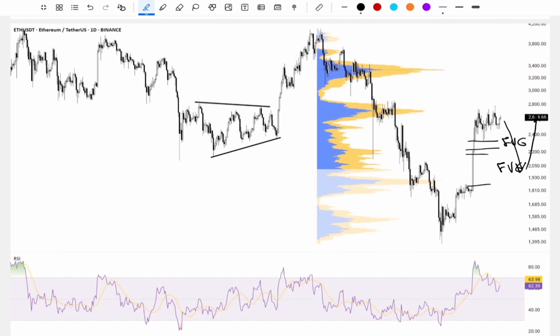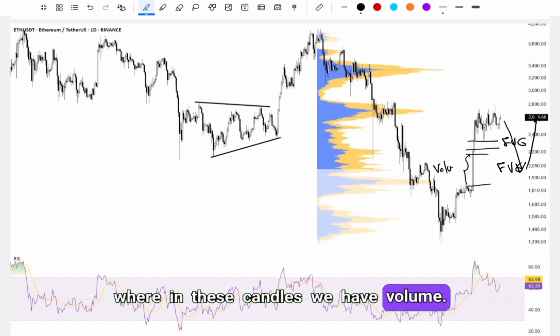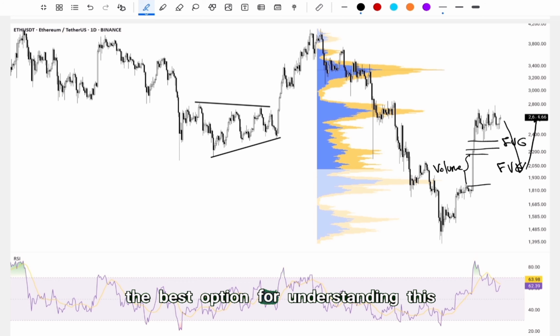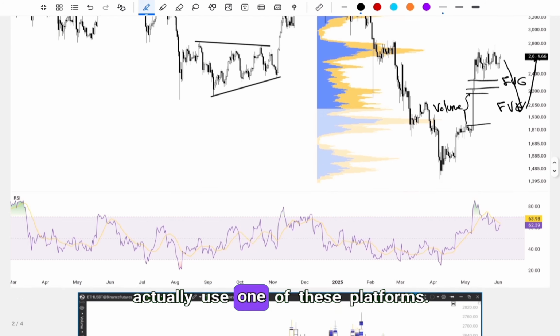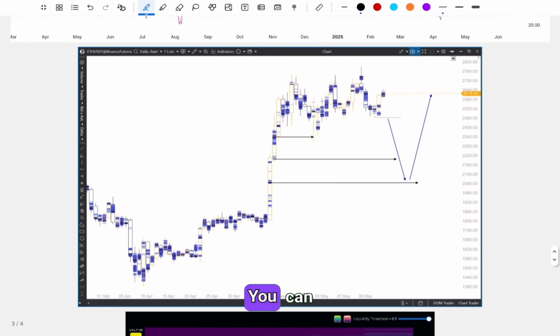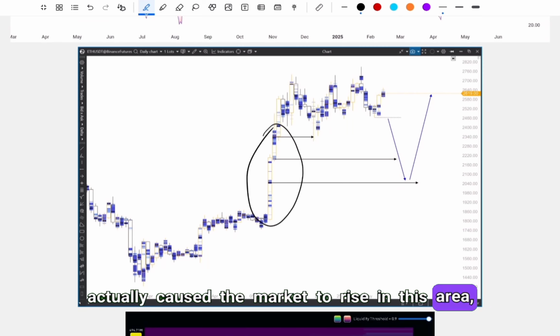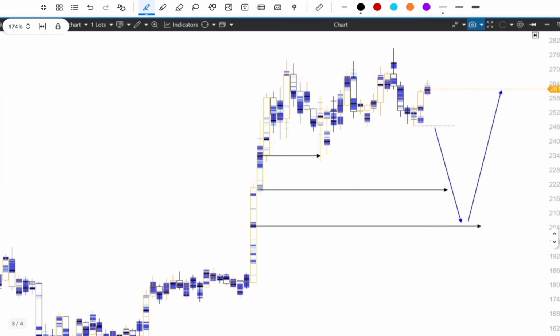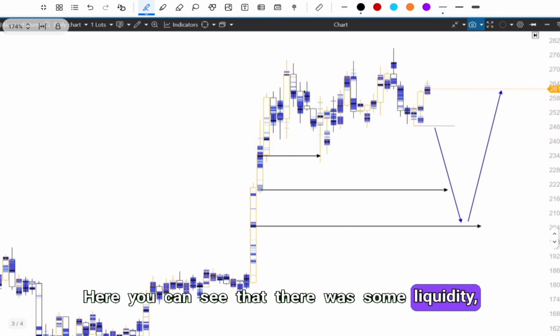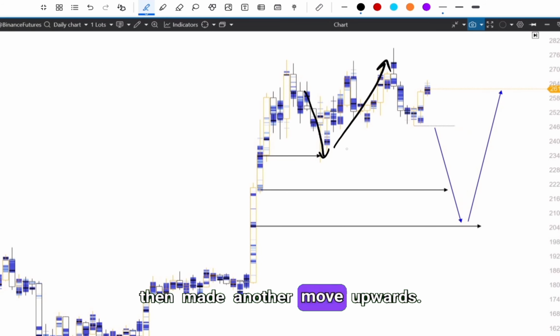But to be sure, it's better to actually check where in these candles we have volume, and the best option for understanding this is platforms that can display the footprint. I actually use one of these platforms. You can see here that the candles which actually cause the market to rise in this area have certain zones that the market is reacting to quite well. Here you can see that there was some liquidity, the market reached it and then made another move upwards.